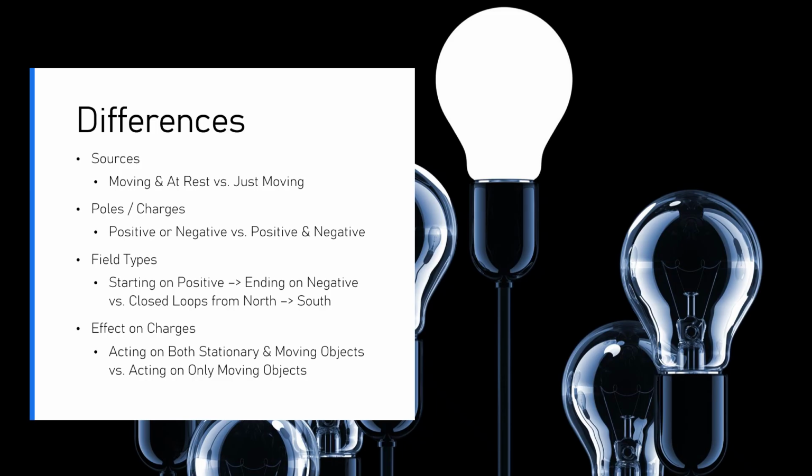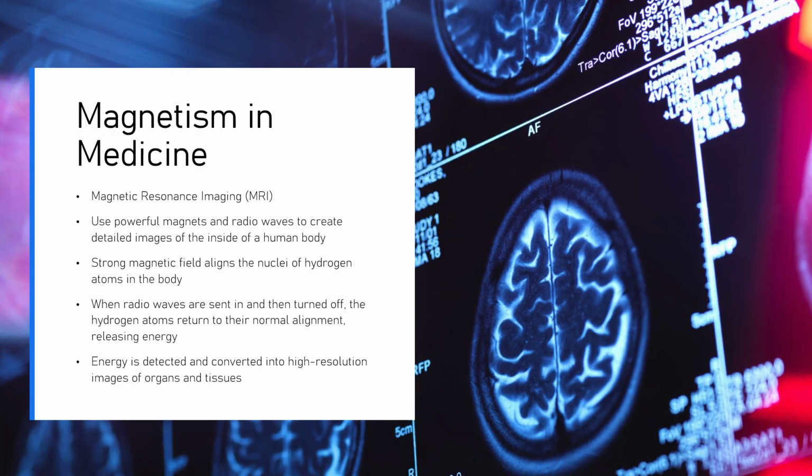With that, electric flows start positive and end negative, but magnets are always in a closed loop, going from north to south and then returning back to north to repeat the process. So much like their sources, electricity is able to act on both stationary and moving objects, while magnetism can only impact moving objects.